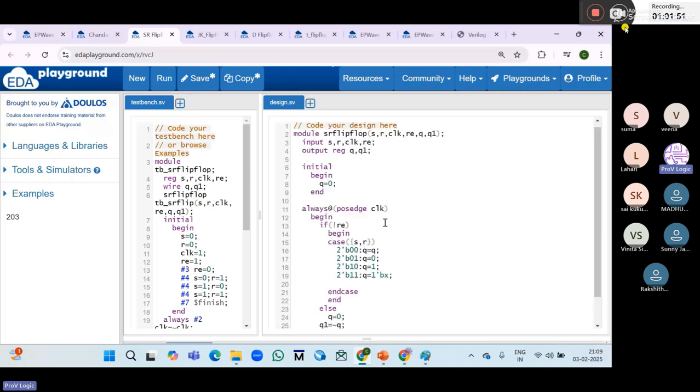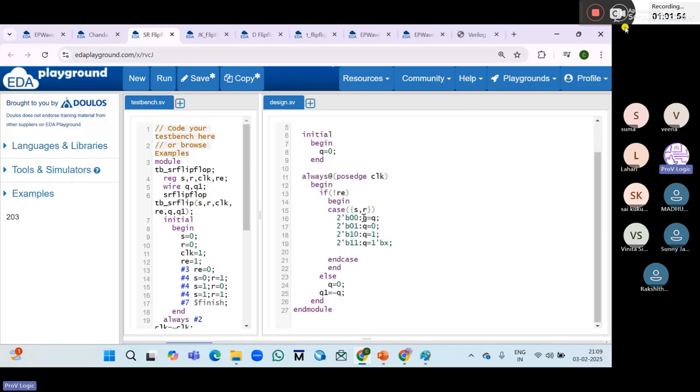Okay, so we have a condition. Whenever we use Q in a procedural assignment statement, it should be declared as a reg. Right hand side variables must be declared as either reg or wire, right? So we need to follow that here. So 0, 1, then Q equal to 0. 0, 1 means Q equal to 0. 1, 0 means Q equal to 1. Like that, 1, 1. 1, 1 means it's invalid.